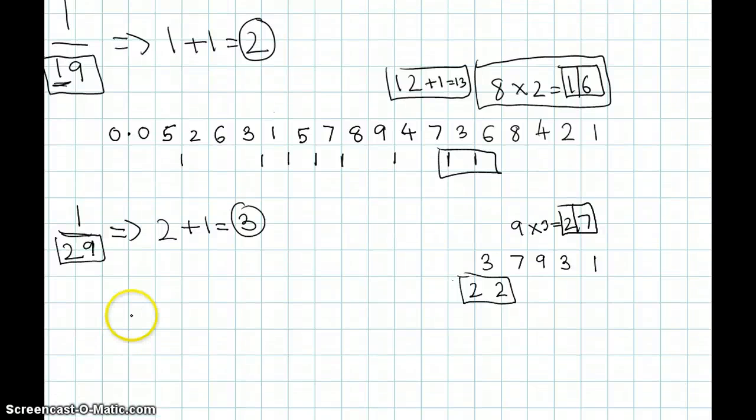Now you can do it with several other problems like 1 over 39, 1 over 49 as well, because this method works extremely well and it's much quicker than using the division method, which can take much longer.